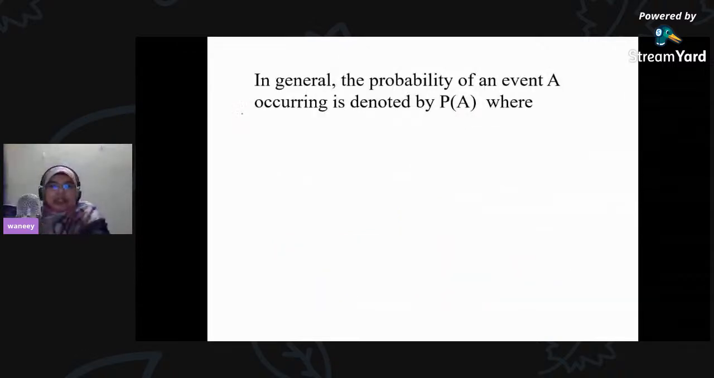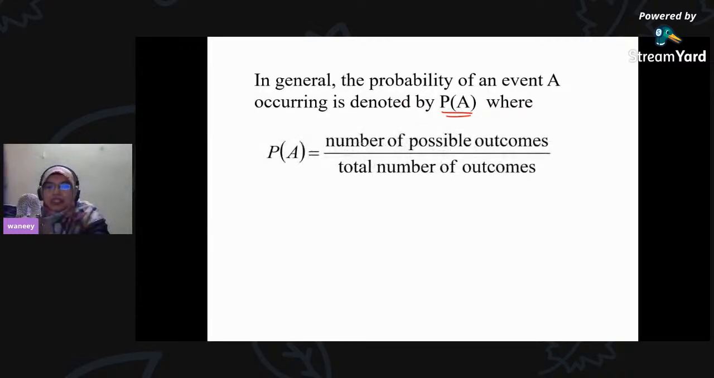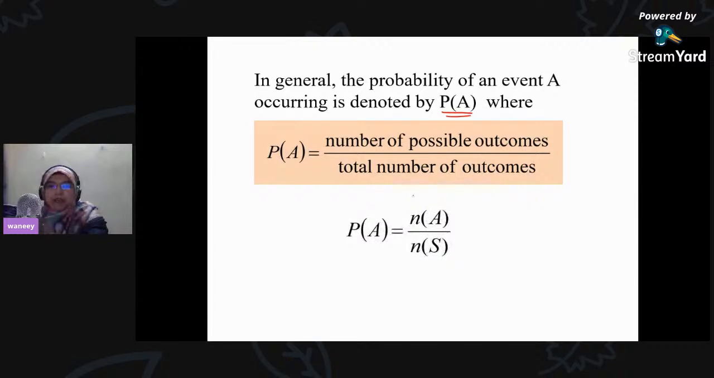In general, the probability of an event A occurring is denoted by P(A). P(A) is the number of possible outcomes in event A divided by the total number of outcomes in our sample space, normally denoted by n(A) over n(S). So n(A) is the number of possible outcomes for that event, and then we divide by the total number of all possible outcomes, or our sample space, which is n(S).